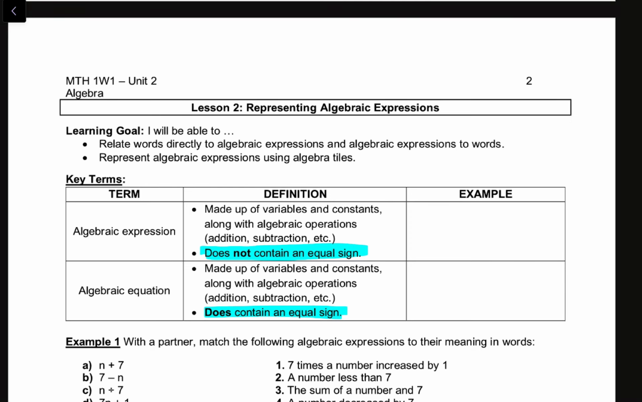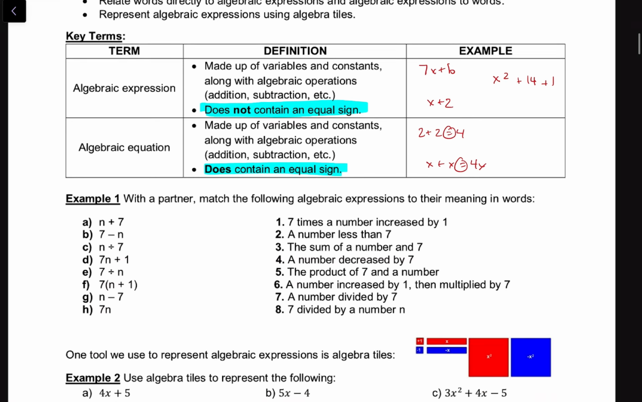For example, we can look at 7x plus b as an expression, or x plus 2 is an expression, or x to the power of 2 plus 14 plus 1 is an expression. But an equation could be like 2 plus 2 equals 4, because of this equal sign. Or we have x plus x equals 4x, that equal sign there. So that is the difference between an expression and an equation. An equation has the equal sign, an expression does not.